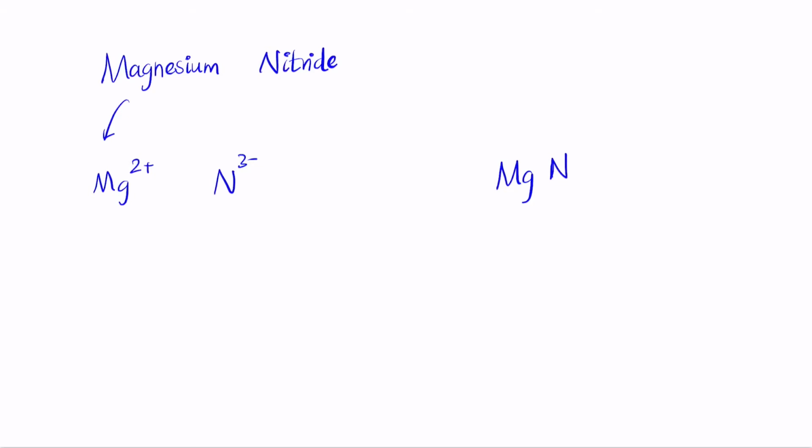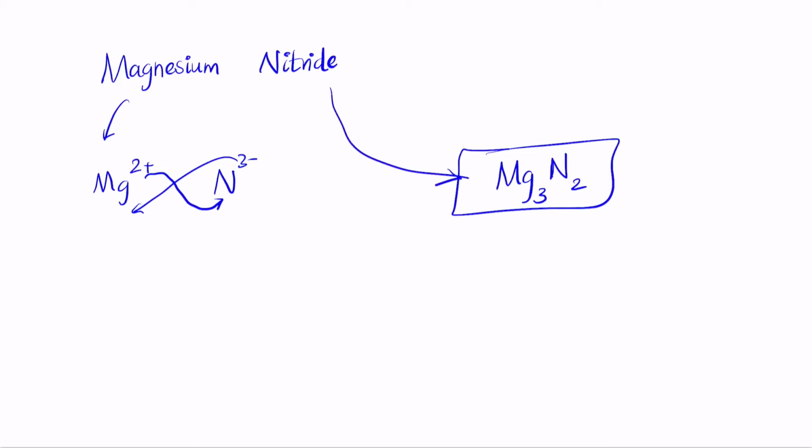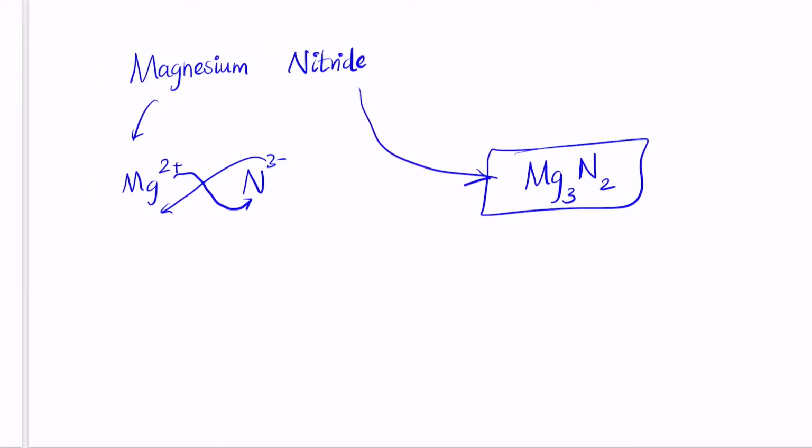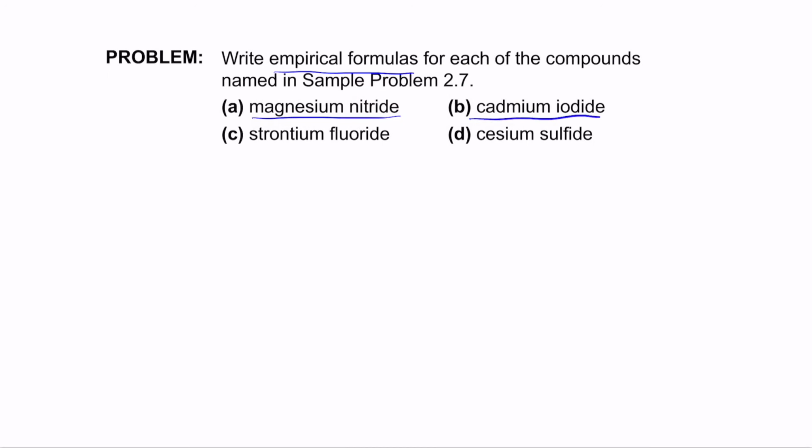Whatever is on the top will go to the other element's bottom. So what will happen here? The 3 on the nitrogen will come to magnesium, and the 2 on the magnesium will come to the nitrogen. So this is the formula for magnesium nitride. Let me take up another example. Let's say cadmium iodide.